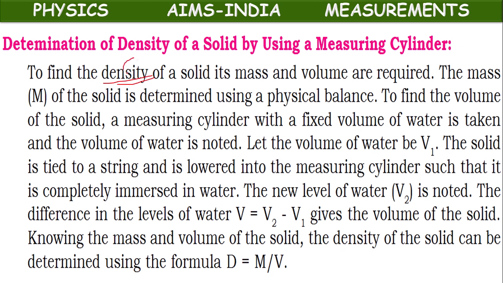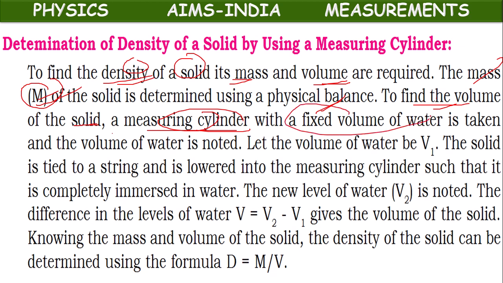So to find the density of a solid, what do we need? We need its mass and volume. Mass M can be measured by a physical balance. To find the volume of the solid, we will take a measuring cylinder with a fixed volume of water.